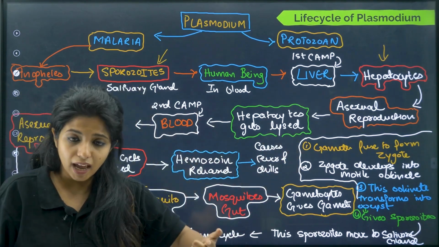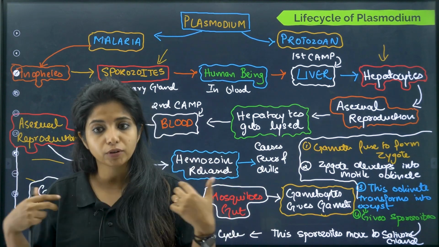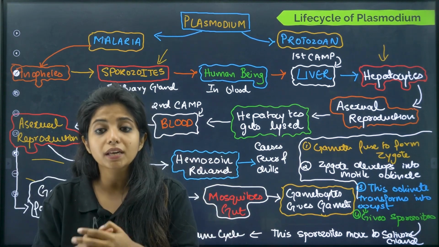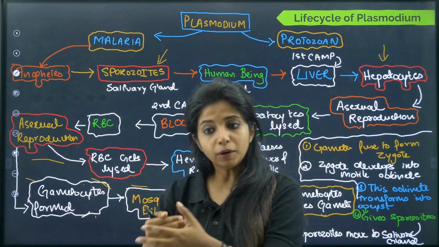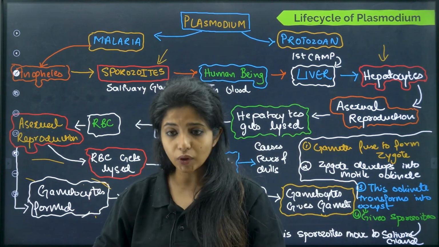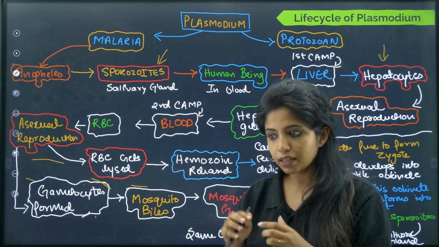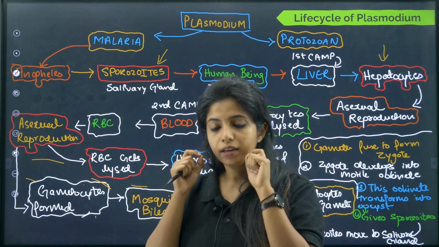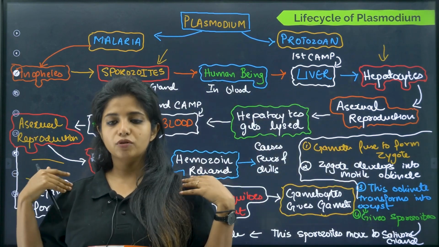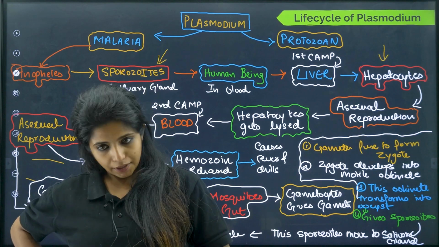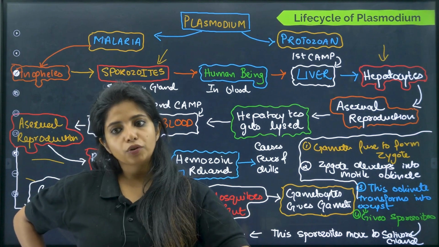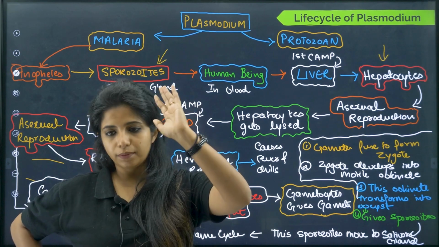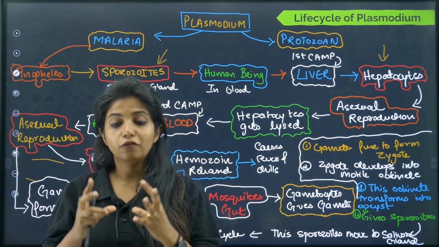The second thing that happens is that while I am undergoing asexual reproduction in the RBC, I am also making a different type of me that is known as the gametocyte. It's a different stage. The gametocyte is there in the blood. Now this gametocyte is taken by the mosquito again. This mosquito drinks it, I am the mosquito. Now inside my gut, what is happening, children? These gametocytes are going to form gametes. The gametes fuse, they form the zygote.